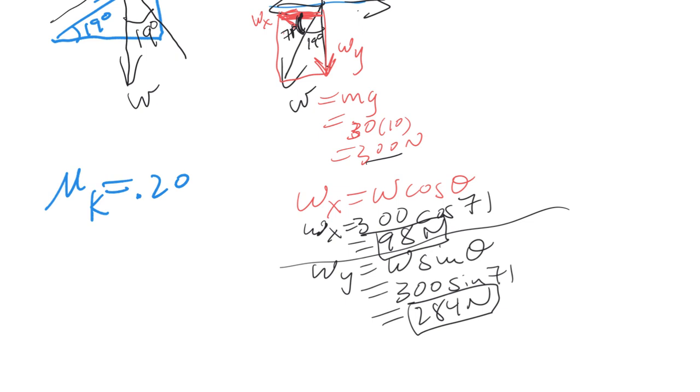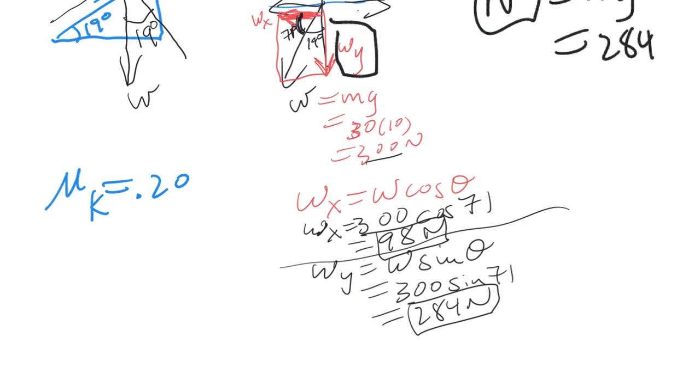So like in the previous problem, the normal force is going to be balanced out by the y component of the weight. So in letter C, they say calculate the normal force acting on the box. So normal force is equal to Wy, which is 284 newtons. Okay, now they're asking calculate the friction acting on the box. That's letter D.